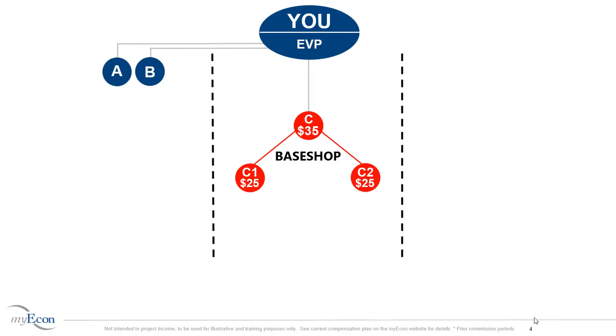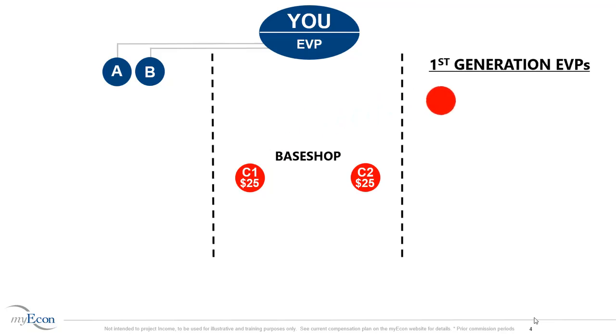A marketing director in your base shop must sponsor 2 marketing directors in order to promote to Executive Vice President. When this happens, they are promoted to your first generation and will remain in your first generation for the life of your business. In this example, C sponsored C1 and C2. C is now promoted to Executive Vice President and moves to your first generation.